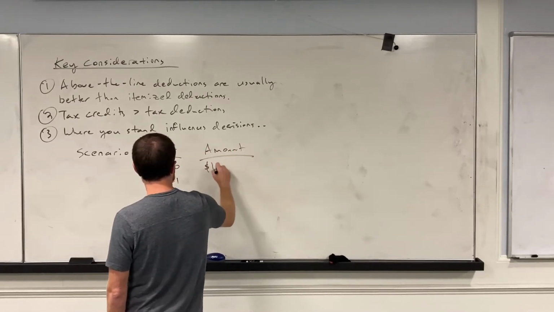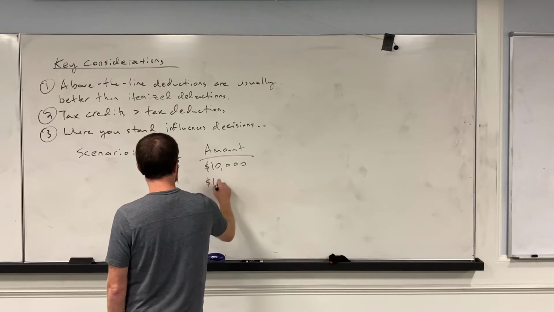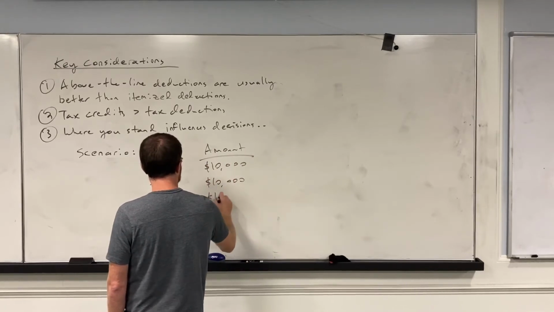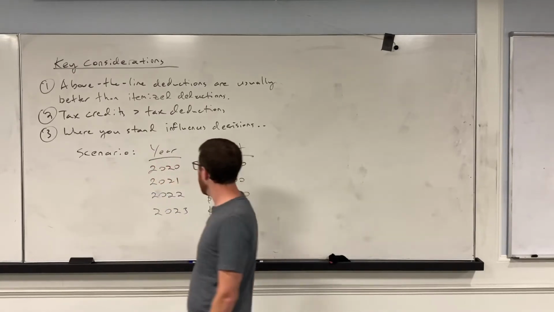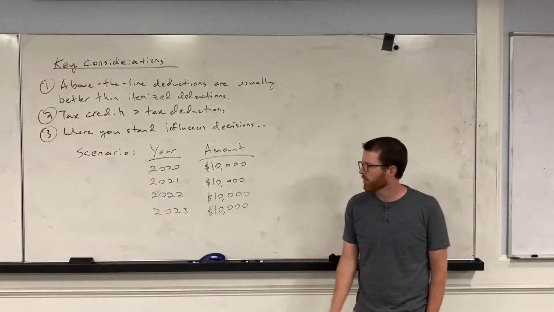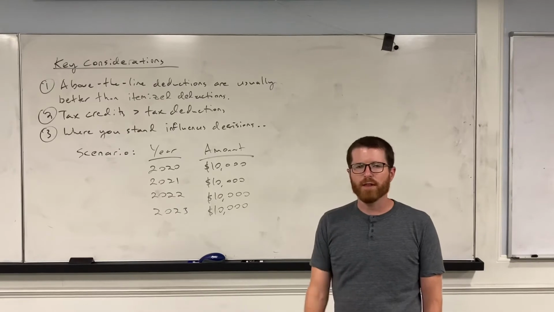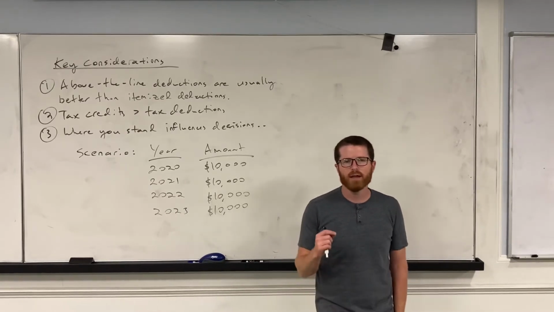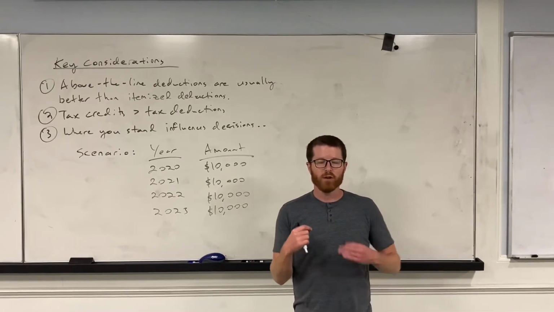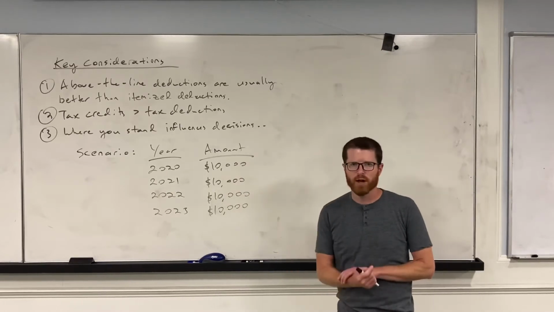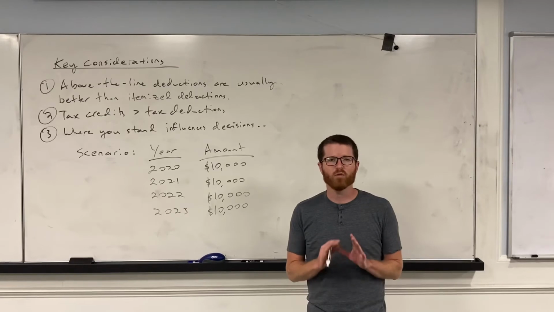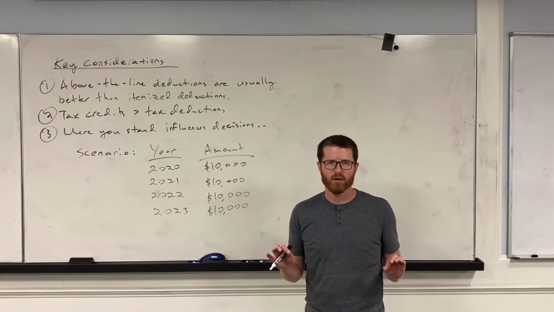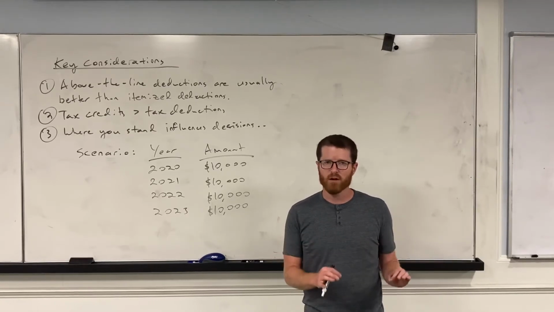You like to give $10,000 to your church every single year. You are single, so the standard deduction for you would be $12,400. All right, so if you give money to your church here, $10,000 a year, will you get a tax reduction? Will you reduce your taxes by making these charitable contributions? The answer is no. You have not reached the $12,400 threshold. So this is not going to reduce your taxes at all.